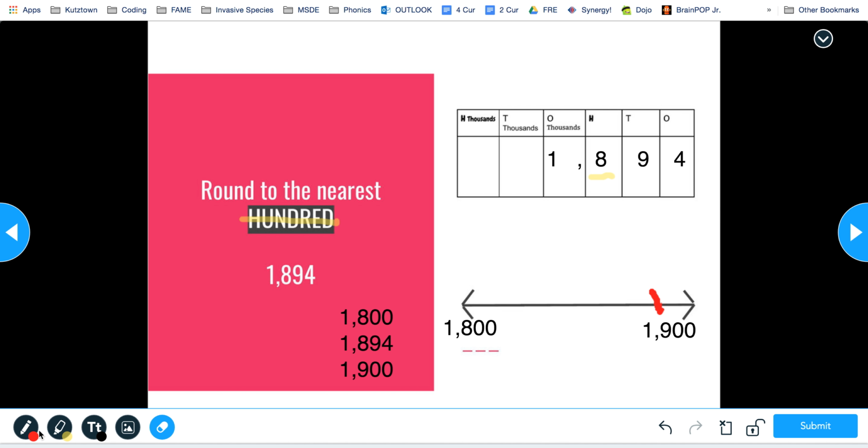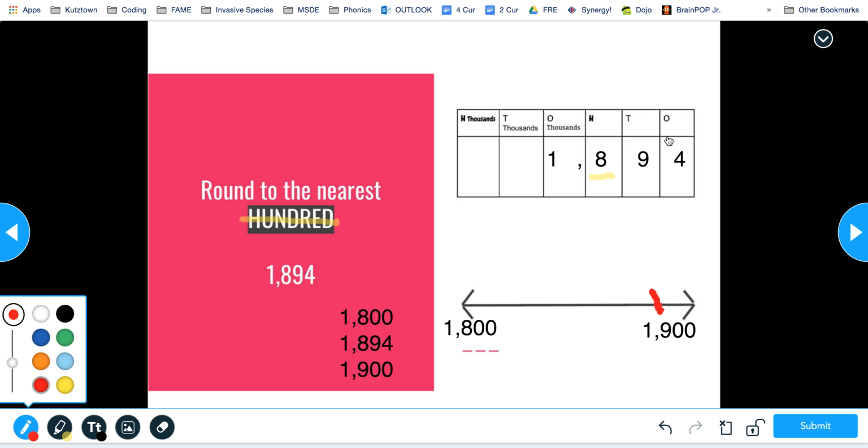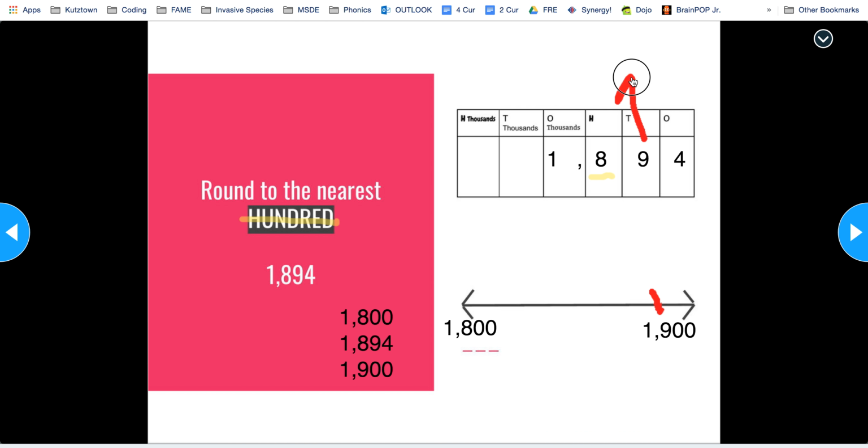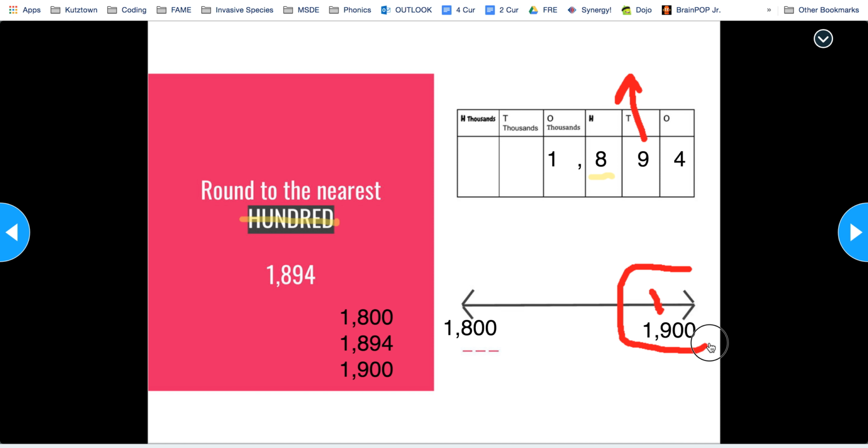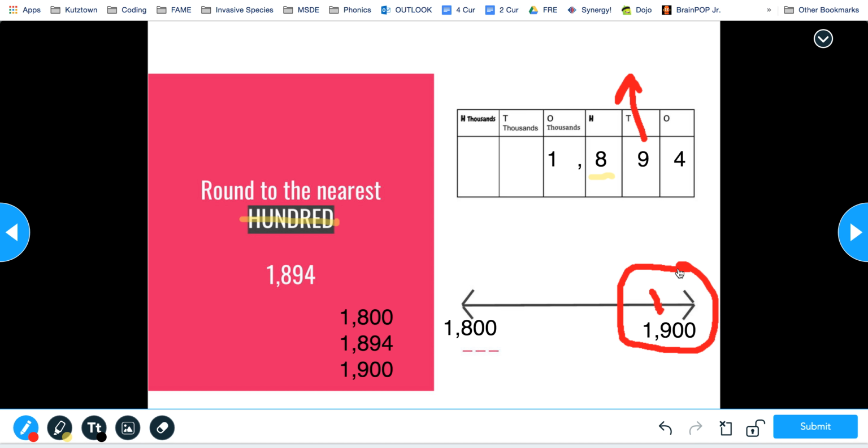However, let's make sure our rule applies up here. We use our number to the right. 9, that is definitely higher than 5, so we know that we go up. So when you round 1,894 to the nearest hundred, we're rounding it to 1,900. Now it's your turn.